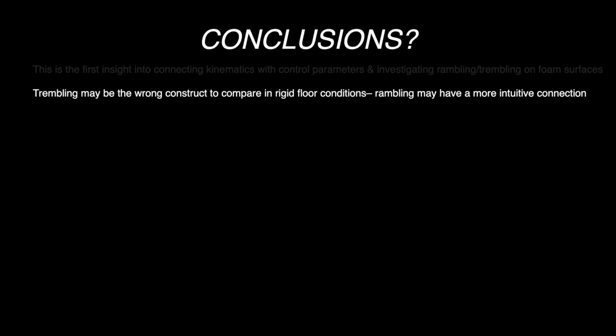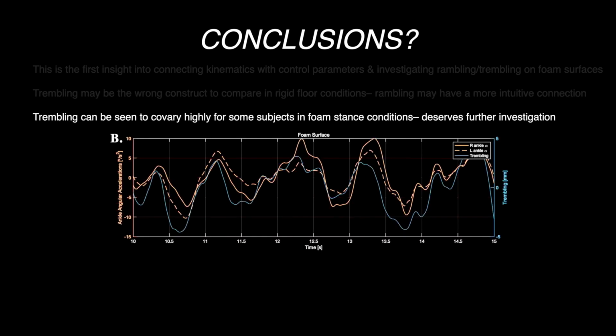So what can we conclude from the above? Well, a couple things. First is that this is the first insight into connecting kinematics with control parameters and investigating rambling and trembling on foam surfaces. So certainly much more work to be done on this front. Trembling may have been the wrong construct to compare in rigid floor conditions. Rambling may have been a more intuitive connection.